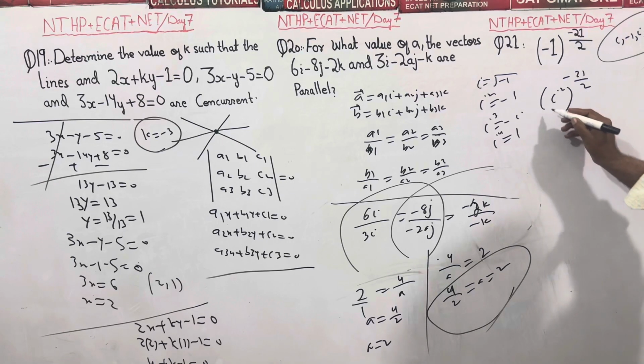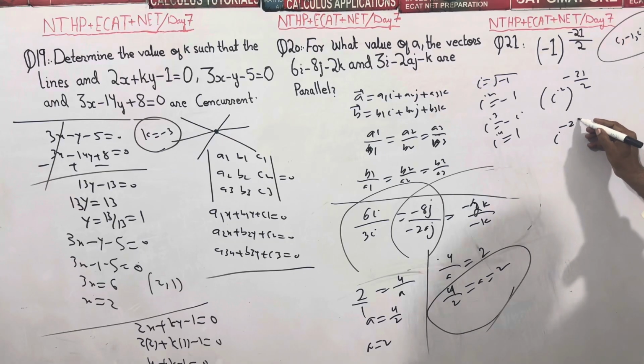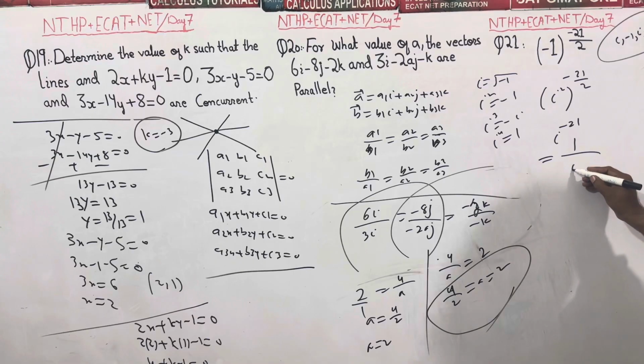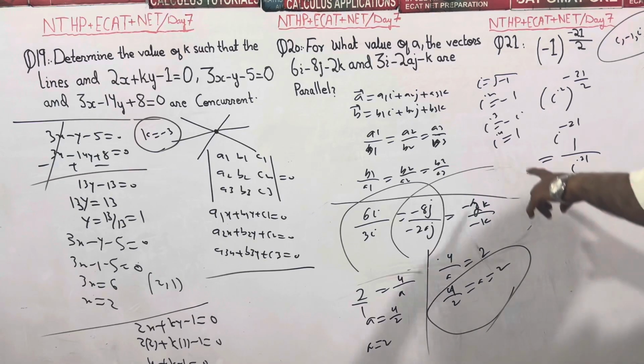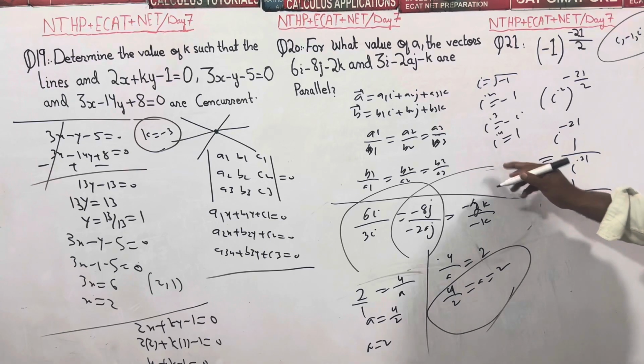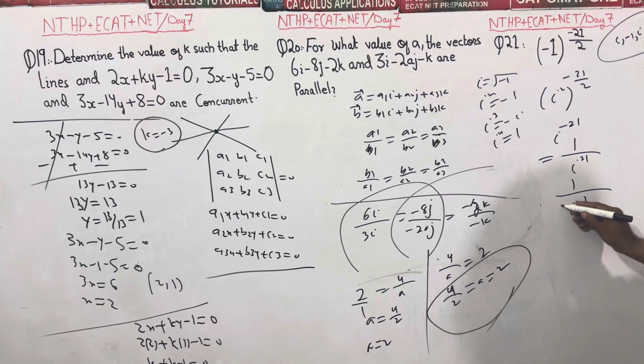21 over 2, the 2 cancels out. I have iota power minus 21. To convert the exponent into positive, write in the denominator iota raised to 21. Split it into either iota square or iota 4. I am breaking it into iota 4. 4 times 5 is 20, there is iota, so what remains is iota 4 raised to 5 into iota.